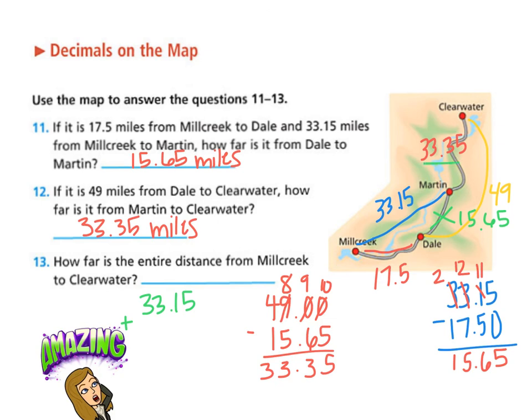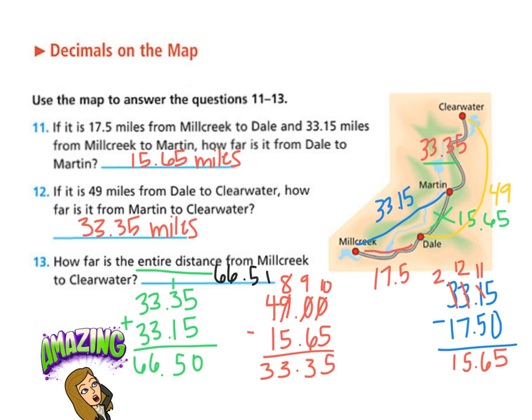Oops, I'm noticing that that one's larger, so I'm going to put that one on top. So get my eraser ready. Again, it doesn't matter as much with addition, but I still like you to just get in the habit of doing that. Now, I'm adding because we want to know that entire distance from Mill Creek to Clearwater. So when I add these two together, 5 plus 5 gives me 10, 1 plus 3 is 4, plus 1 is 5, decimal point, 3 plus 3 is 6, and 3 plus 3 is 6. So that entire distance would be 66 and 5/10ths or 50/100ths miles.